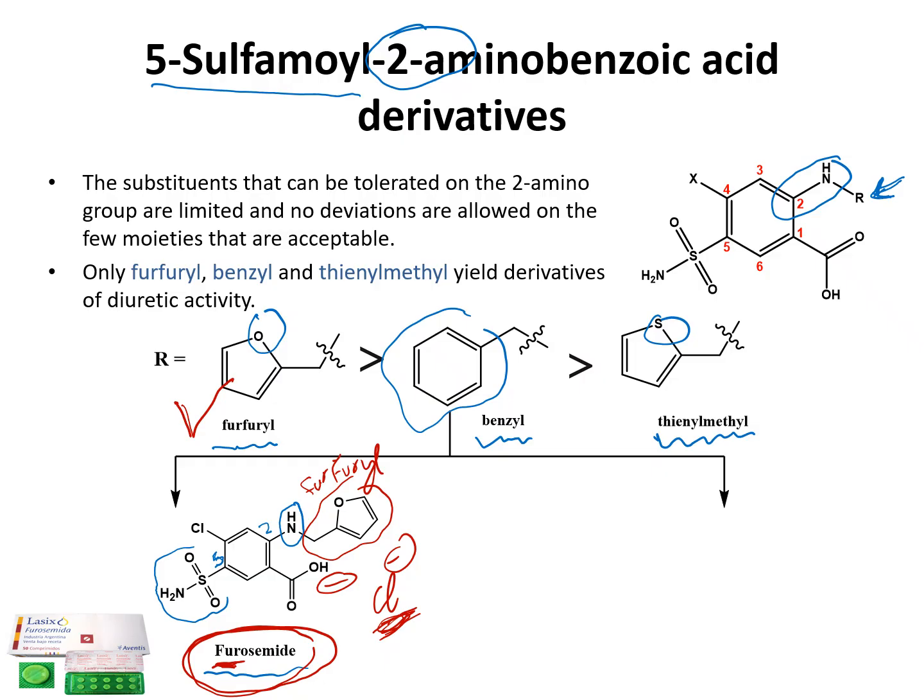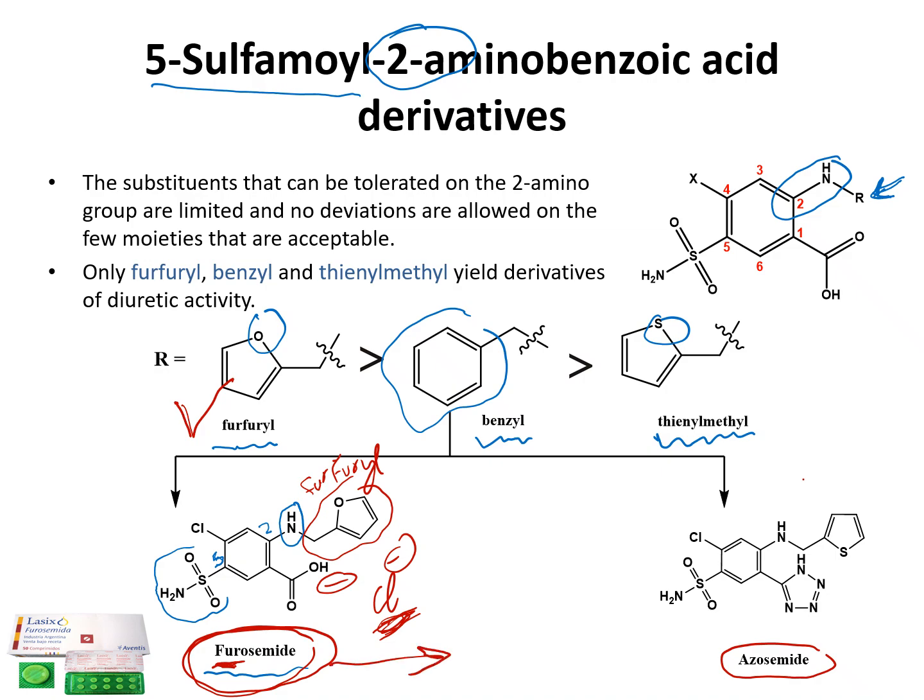The next also example of these 5-sulfamoyl 2-amino benzoic acid derivatives، هذا اللي هو الازوسيمايد. الازوسيمايد, as you can see, it has a unique structure. First of all, compared to furosemide، شو الاختلاف بينه وبين الفيوروسمايد؟ أول إشي عندنا هنا بدل فيورفيوريل عندنا ثاينيل ميثيل. الاختلاف يعني فقط وجود السلفر.